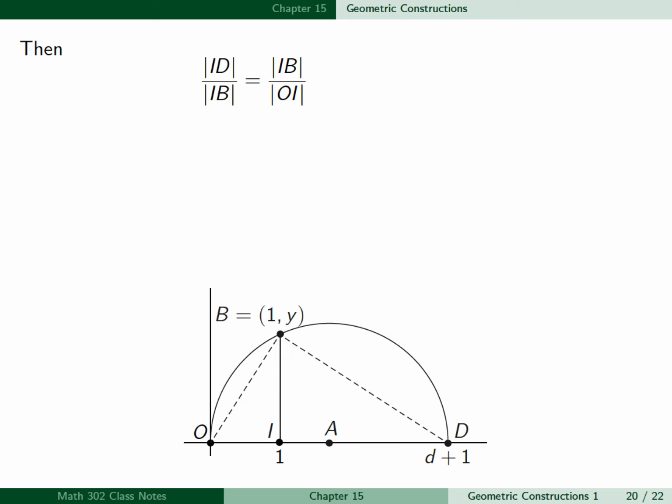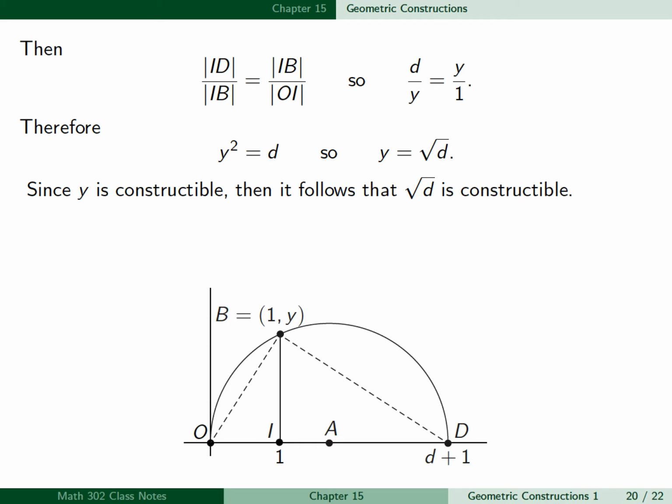And using the property that corresponding sides of similar triangles are proportional, we can say that the length of ID divided by the length of IB is equal to the length of IB divided by the length of OI, which is d over y is equal to y over 1. And therefore y squared equals d, so y is equal to the square root of d. And since y is constructible, then it follows that square root of d is constructible. And this completes the proof of the theorem.